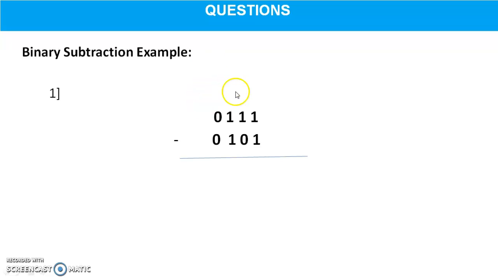So for today we have finished the number system and logic gates. Okay, so solve this example.